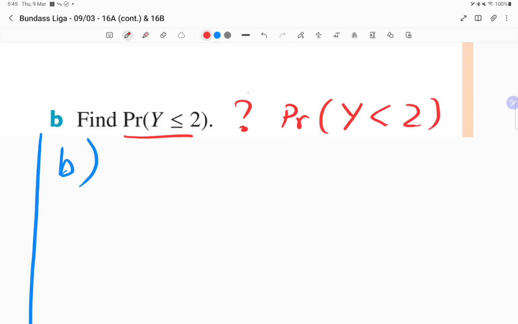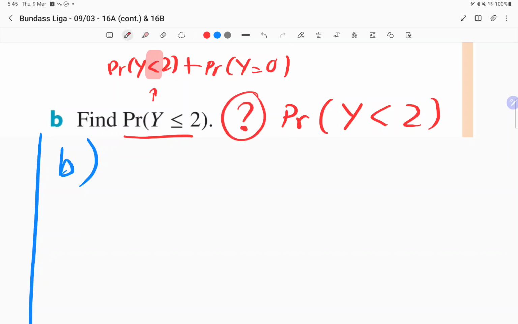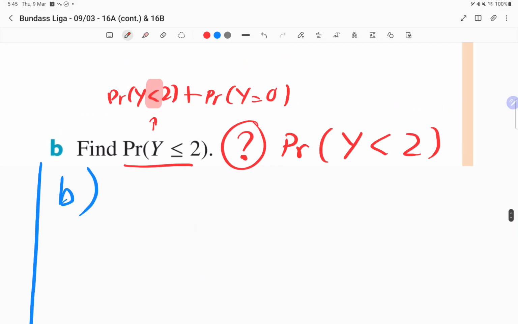The only difference is that this one equals Pr of y less than 2 plus Pr of y equals 2, right? That's the only difference. The one on the left-hand side has less than or equal to. But is there a difference between the two answers? No. Why is this actually the same? Even if they ask you for less than or equal to 2 and you write less than 2, there's no difference. You will get the right answer anyway. They will not mark you wrong.